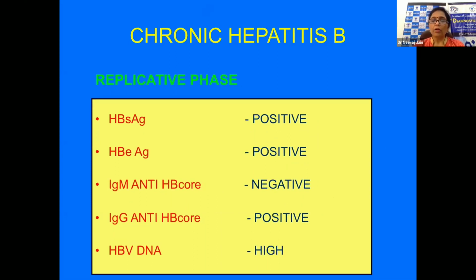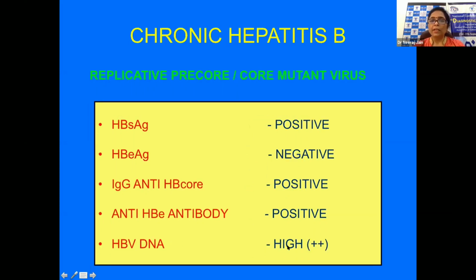Now look at the serology in replicative phase, when the person is having infection for more than 6 months and the virus is replicating continuously. What will be the serological profile? Person will be surface positive, person will have E antigen which is positive, IgM core variety will be negative because the acute phase is over, and IgG variety of antibody will be positive and DNA will be very high. So in replicative phase, the main markers of replication, that is E antigen and DNA, both will be very high.